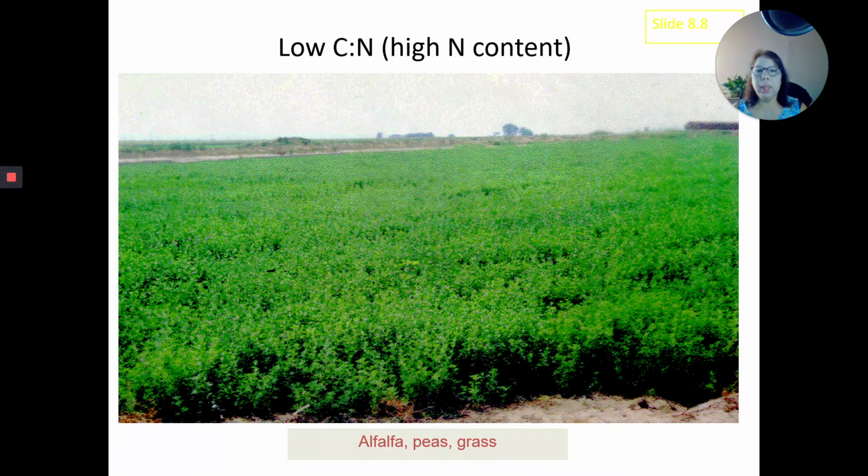Okay, this is actually an experimental field with alfalfa, peas, and grass. Alfalfa is leguminous, peas is also leguminous, but usually there are some grasses that are also legumes, that could be characterized as leguminous also. An example of this is the common grass that you usually pull out from your garden.